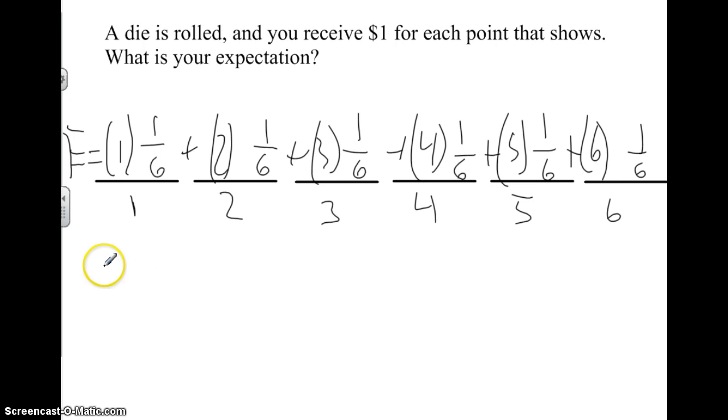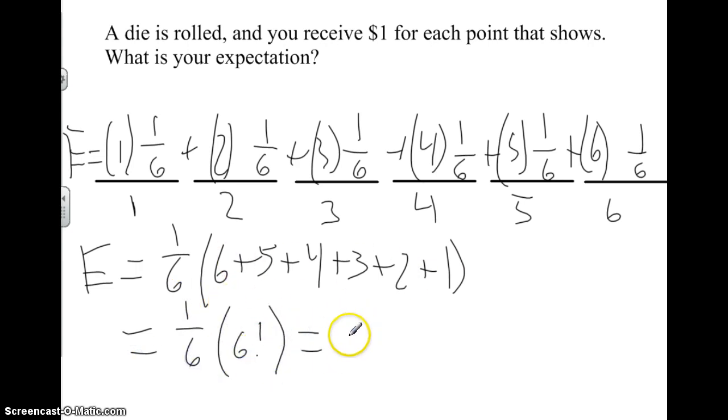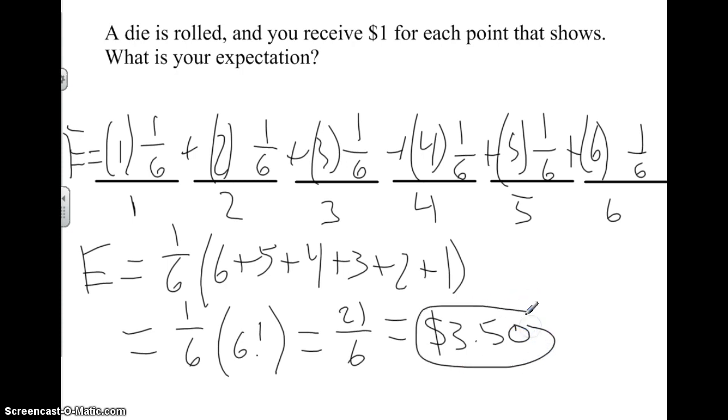So now we just have to simplify, and the easy way to simplify this is to factor out the 1/6. 6 plus 5 plus 4 plus 3, which we've seen this before, and this can be rewritten as 6 factorial, which is going to give us 21/6, which is $3.50. So playing this game, when you just play it once, you're expecting $3.50.